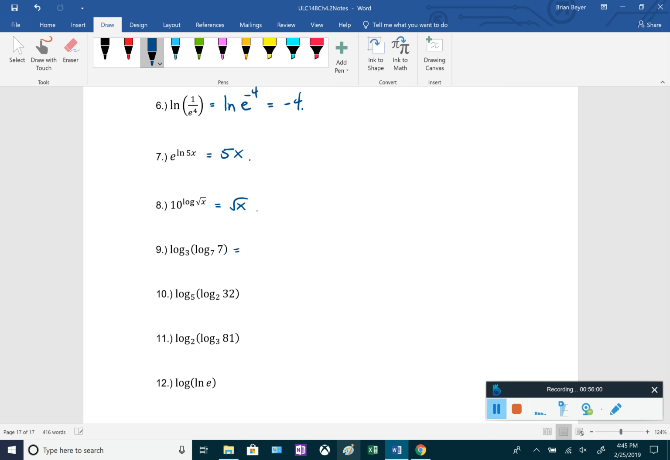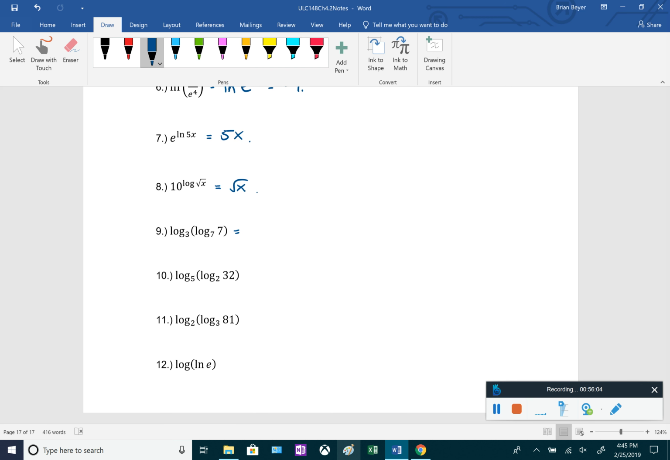Next one, log base 3 of log base 7 of 7. This one we're going to work kind of inside out. We're going to work in the parentheses first. So it's going to be the log base 3 of something. The log base 7 of 7 equals 1, right? Log base b of that same b always equals 1. So this is log base 3 of 1. Log base anything of 1 equals 0.